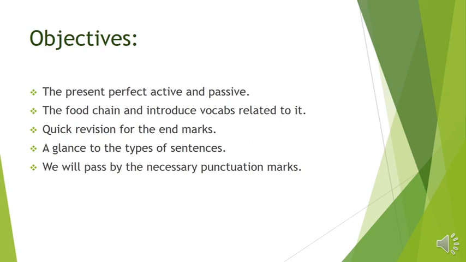The first thing that we're going to have is the explanation of the present perfect, active, and passive. And after that, we're going to deal with the food chain and introduce some vocabs related to that. After that, we're going to have a quick revision for the end marks. Then we will move on to the types of the sentences. And finally, we will have the necessary punctuation marks in English.